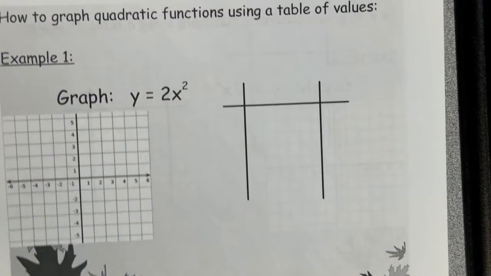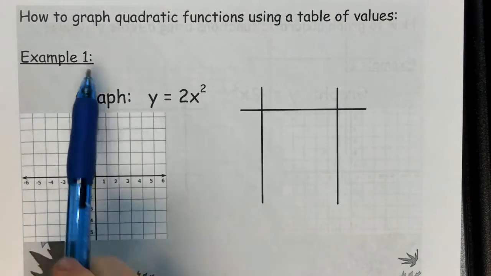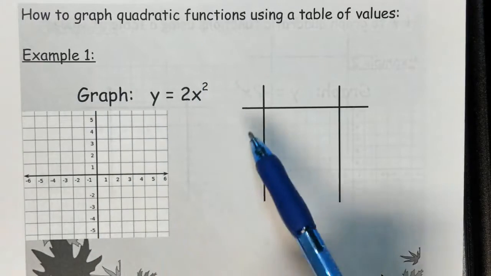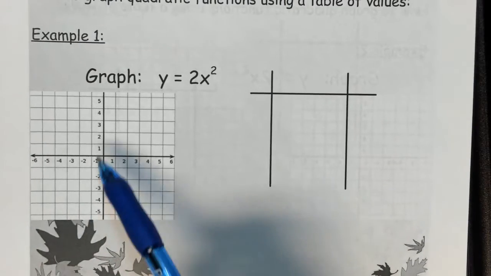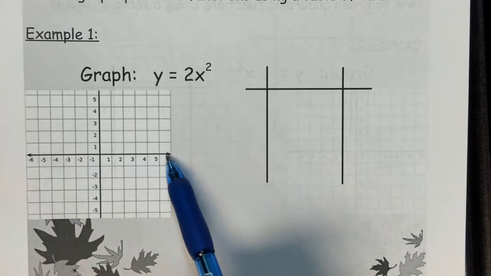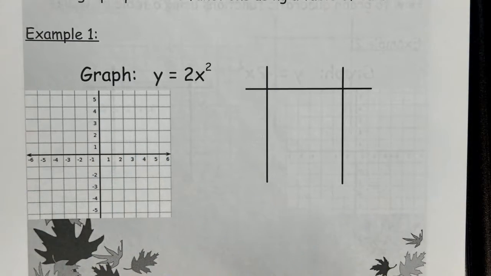Alright, here we go. Example 1. I definitely would like you to write this as example 1 and that you're going to graph this equation. We're going to make a table of values and then graph this. And if you'll notice, my graph goes out to 5 and negative 5 and negative 6 and 6. If you want to do a graph that goes out to 5 on each side, that's fine.